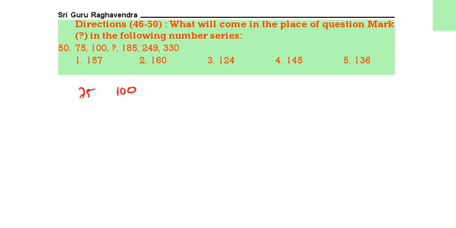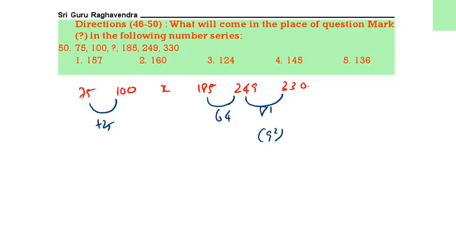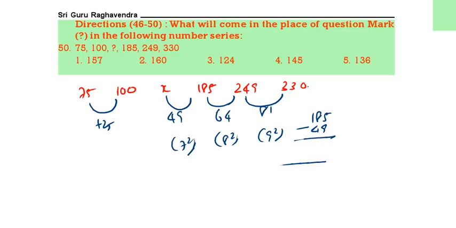Then 75, 100, question mark, 185, 249, 330. See, this is plus 25. This is 64. This is 81. 9 square, 8 square. This will be 7 square. So 7 square means 49. 185 minus 49. Since here we are moving from right to left to minus. So that will be equal to 136. 5 is the correct answer.